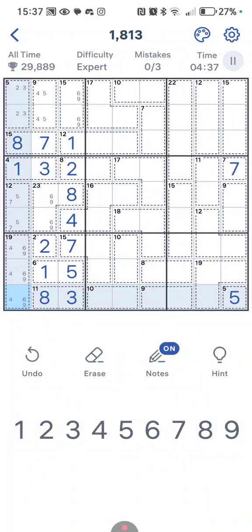Okay, so let's keep looking. 10, no, that's not got one. So 3, 6, 4, 5, 1, 8. Okay, so this 9, we've taken away, no, not 3, 2.